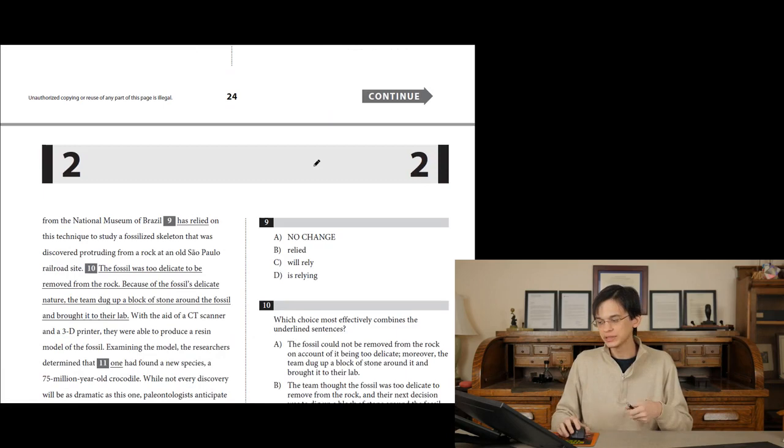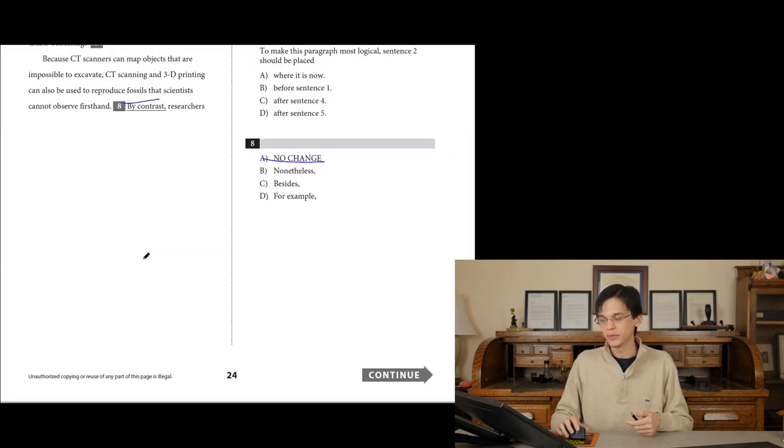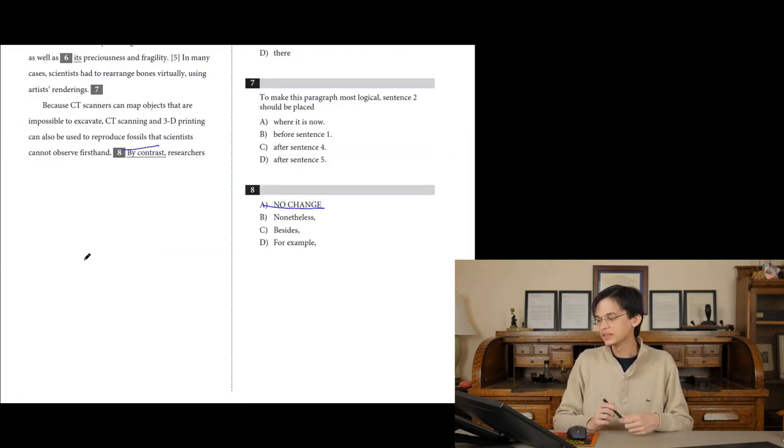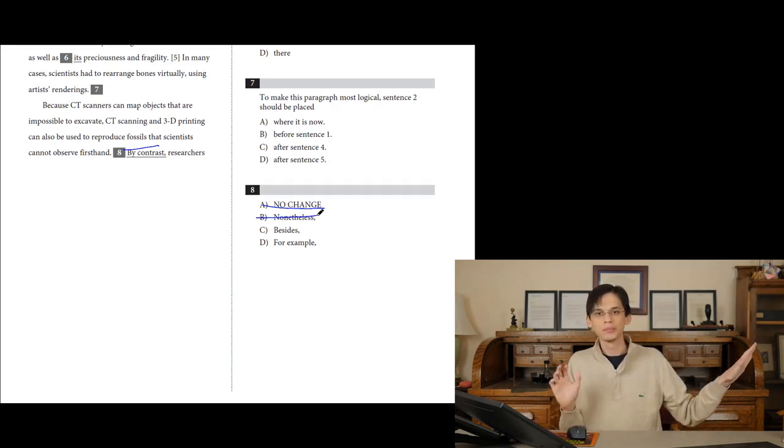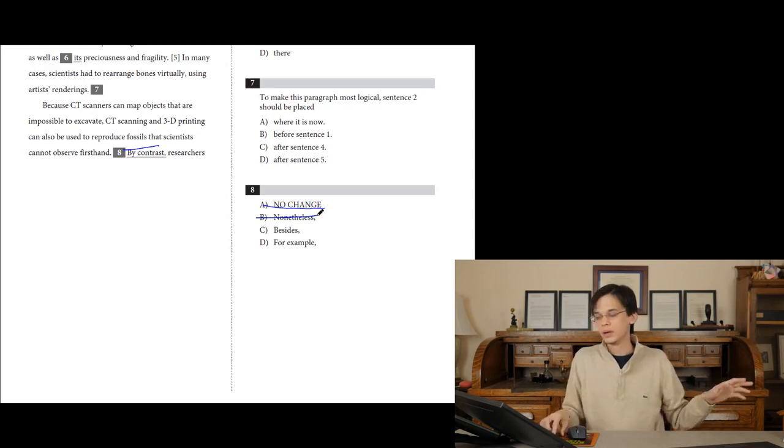And this is exactly what they did at the National Museum of Brazil. They relied on this technique to study a fossilized skeleton that was discovered protruding from a rock. Nonetheless is also a reversal. Nonetheless is saying, I said this thing before, but I'm going to talk about something else now. I don't like how A and B are both contrast words. They are reversing the logic of what is about to be said.